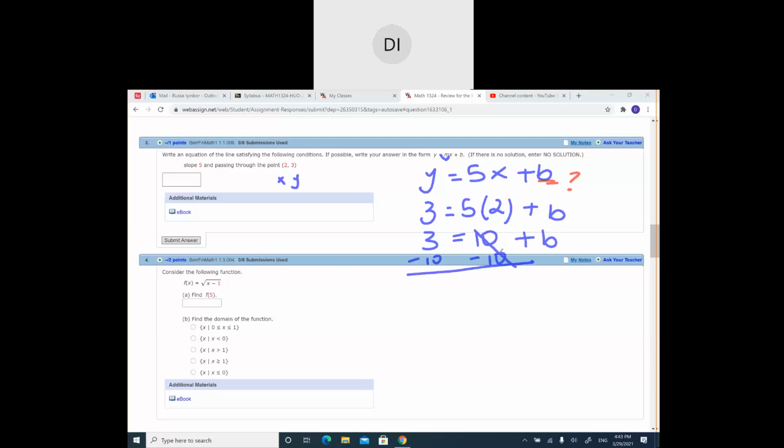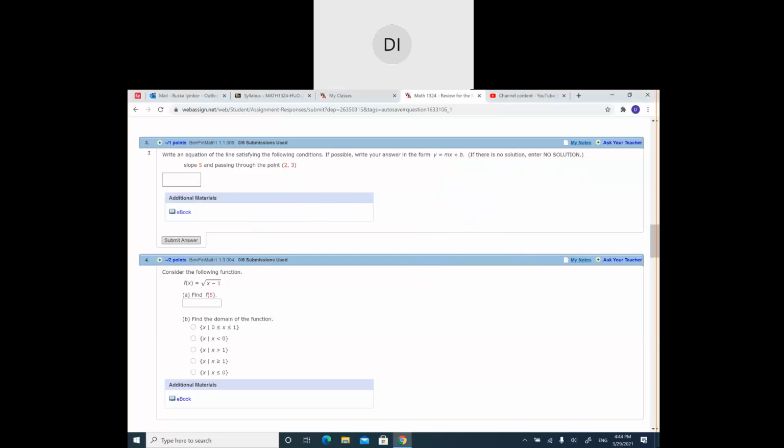And that's my answer. B equals -7. So after you find your b, you're going to write the equation. It's going to be y equals 5x minus 7. So that's what you're going to put here. 5x minus 7. Y equals. So let's plug it in. Y equals 5x minus 7. Let's check the answer.